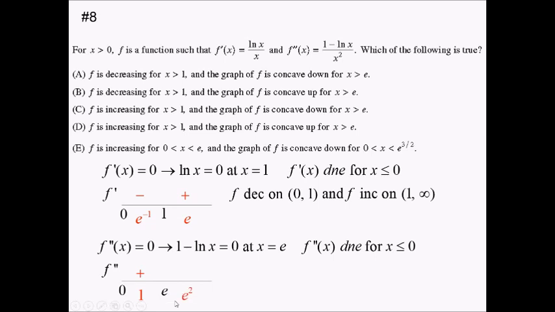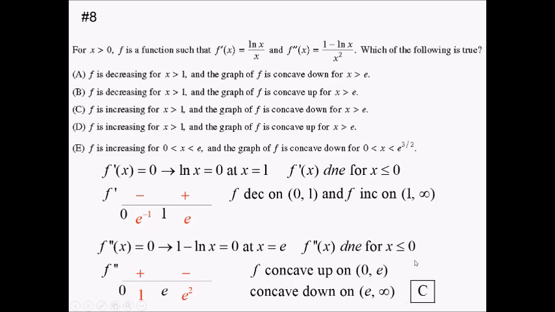What's bigger than e that's easy to plug into ln? Well, how about e squared? So ln of e squared is 2. 1 minus 2 is negative over a positive, which gives us a negative. So this is saying we are concave up from 0 to e and concave down from e to infinity. So we were choosing between answer choices C and D. C says we're concave down for x greater than e. That's what this says here. So C looks good. D says we're concave up for x greater than e. That's not true. We're only concave up between 0 and e. So choice C then is the one that matches what we have here.